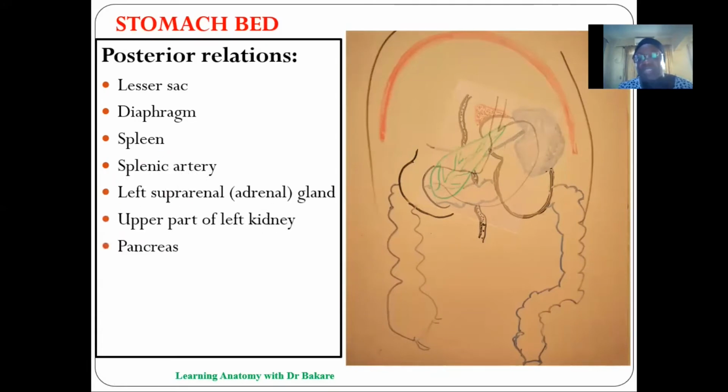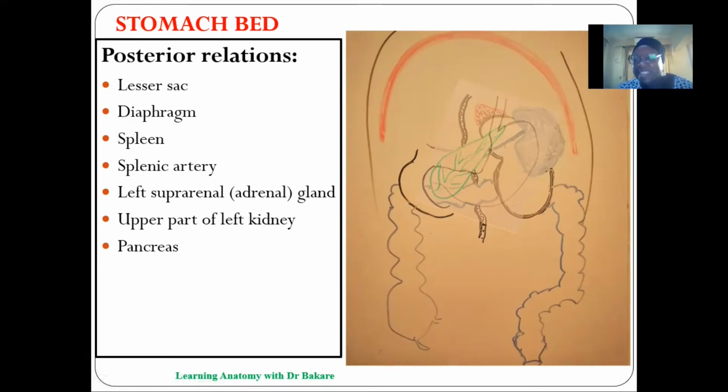Then we have other structures which include the left suprarenal gland or the adrenal gland. We have the kidney highlighted in black, and on top of the kidney, we have the adrenal gland or the suprarenal gland, which is a gland that is located above the kidney. This specifically is the left kidney because we say the stomach is located in the left upper quadrant. So the right kidney is not a posterior relation of the stomach, but the left kidney, because we've said that the stomach is located in the left upper quadrant of the abdominal space.